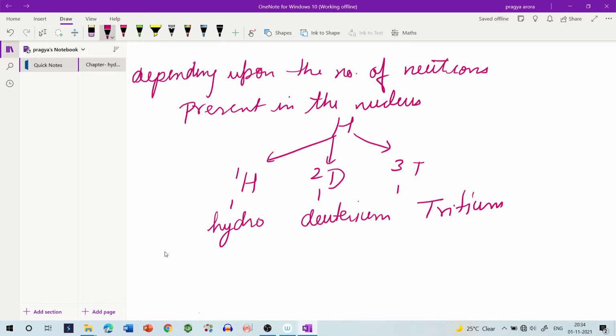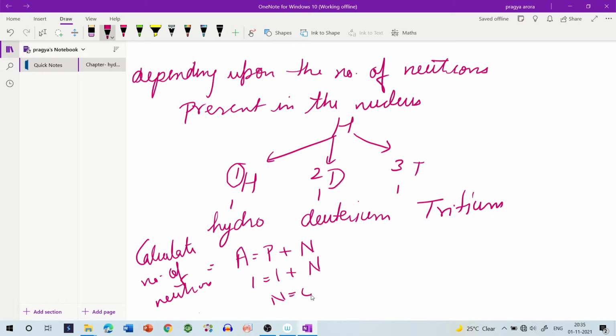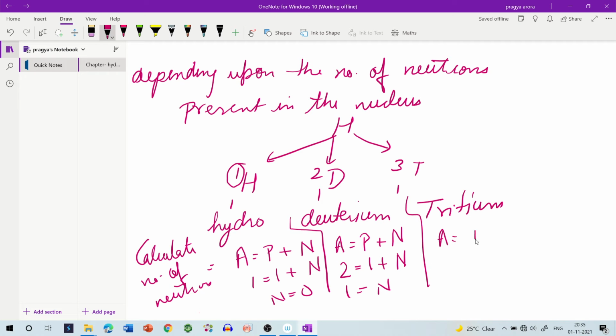So here if you are asked to calculate the number of neutrons, how will you do that? Since mass number is the sum of number of protons plus neutrons, for hydrogen the mass number is 1, number of protons or electrons is 1, so number of neutrons will come out to be 0. In case of deuterium, mass number is 2, number of protons is 1, so number of neutrons will come out to be 1. In case of tritium, mass number is 3, number of protons is 1, so number of neutrons will come out to be 2.